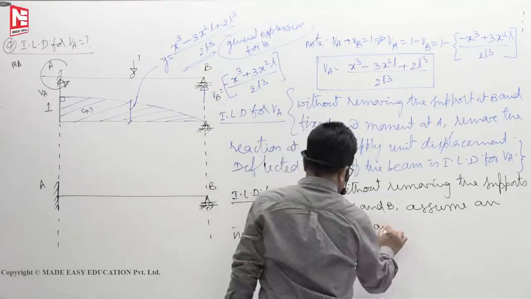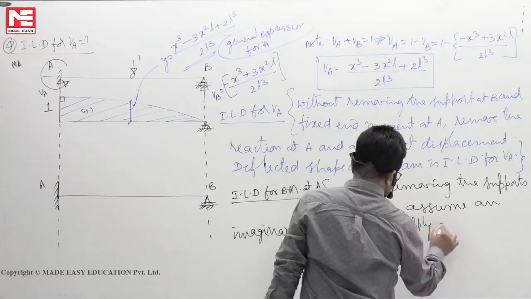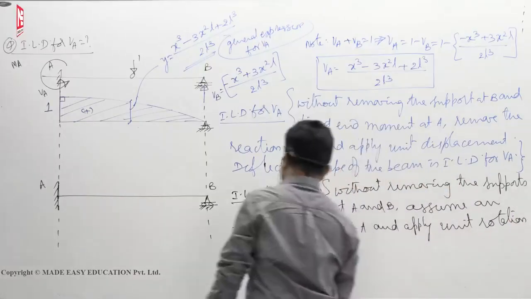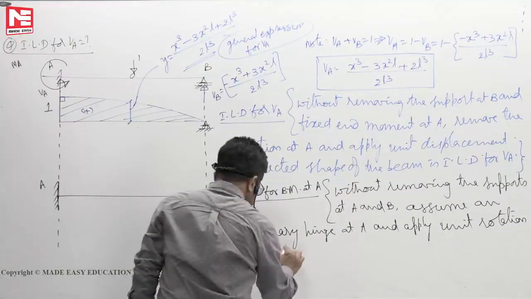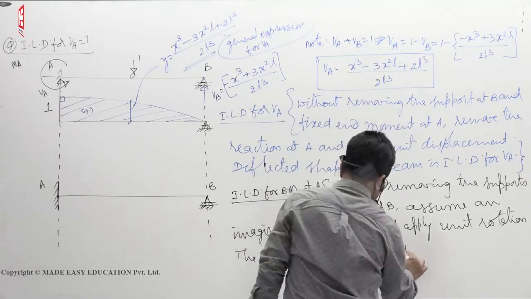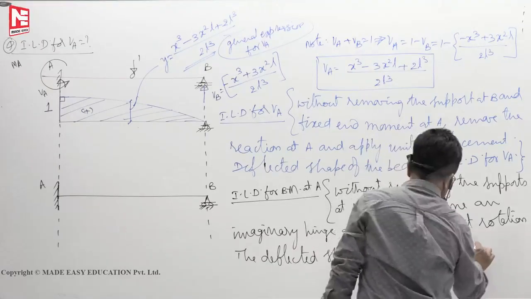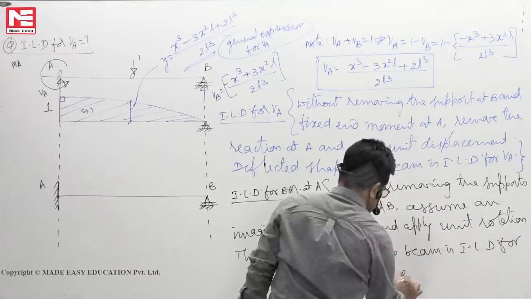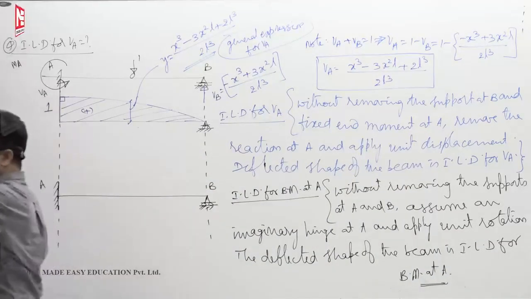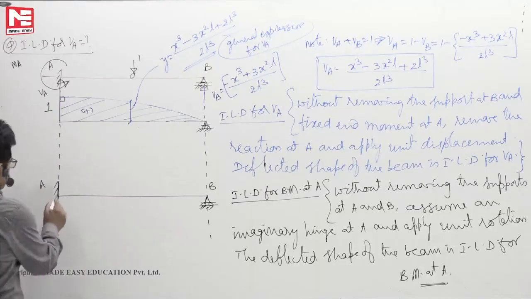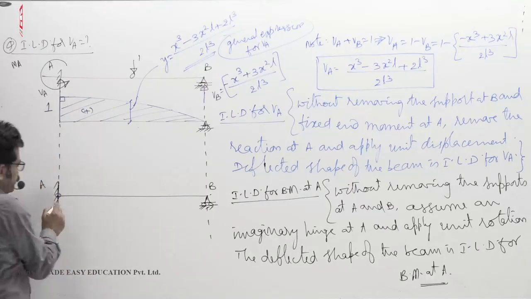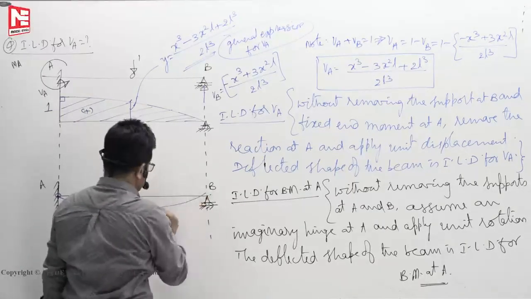Imaginary hinge at A and apply unit rotation. The deflected shape of the beam is the ILD for bending moment at A. Now you see how the deflected shape goes. Don't remove the support. Put a hinge, rotate. Then it will bend like this.